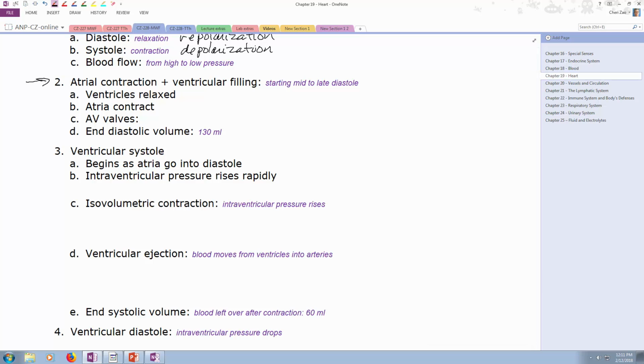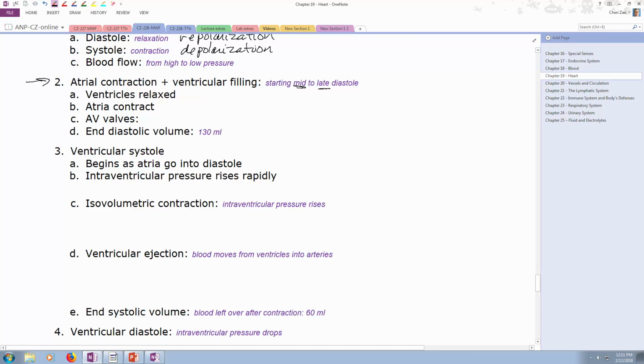It's important for you to realize that the bulk of ventricular filling is actually passive. When we get to the end of this, we'll be able to actually see what I mean by it's actually passive. But let's start here with atrial contraction and ventricular filling. Look at this. It is starting in mid to late diastole.